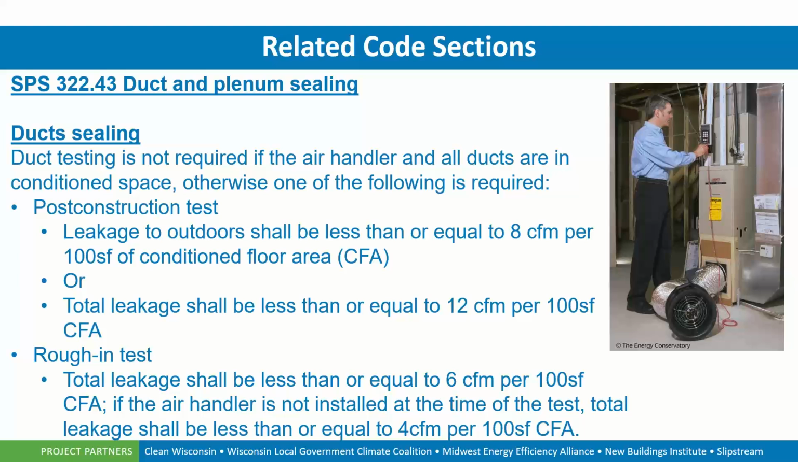We could wait or do it as a rough-in test. And if you notice at rough-in, total leakage shall be less than or equal to 6 CFM per 100 square feet. And if the air handler is not installed at the time of the test, that total leakage shall be less than or equal to 4 CFM per 100 square feet. So the less that we have in place, the lesser the chance for proper sealing, and with the remainder of the equipment installed, the greater the potential for leaks. A post-construction test is best.